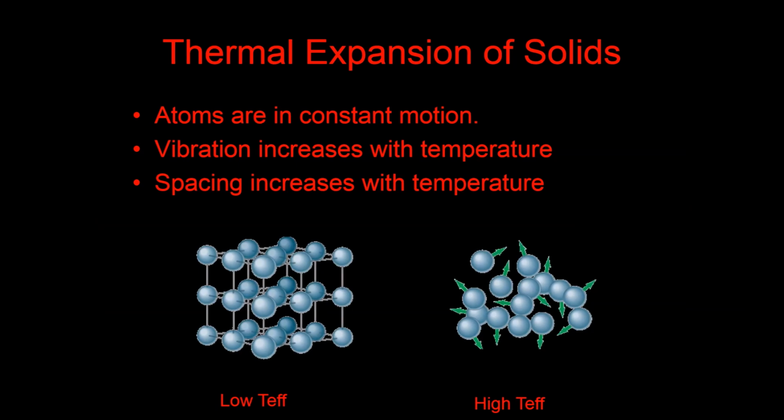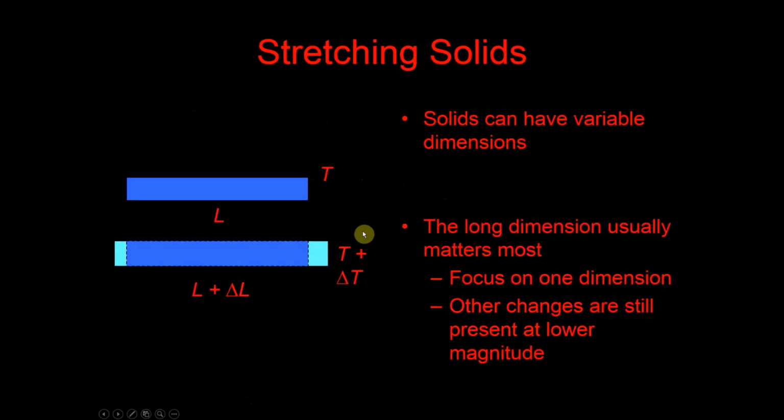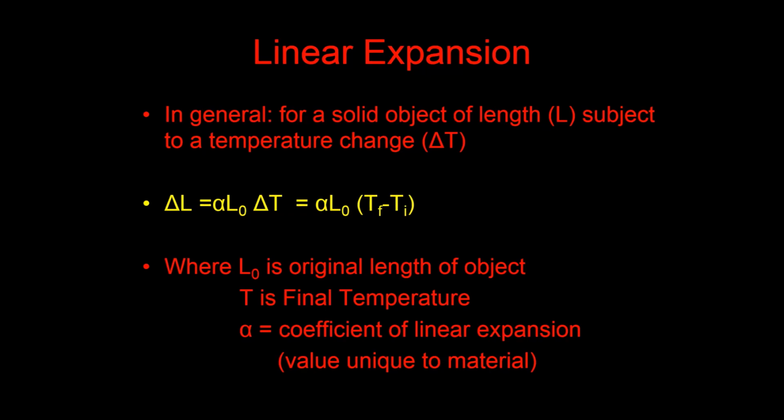So we already said when we talked about thermal expansion of solids here that atoms are in constant motion and the vibration increases with temperature and their spacing increases with temperature. And this is why we end up with a change in our length as we increase our temperature. So let's quantify this linear expansion and find out how much of a length change we'll get for a specific change in temperature. And this is dictated by this equation of delta L is equal to alpha L0 delta T.